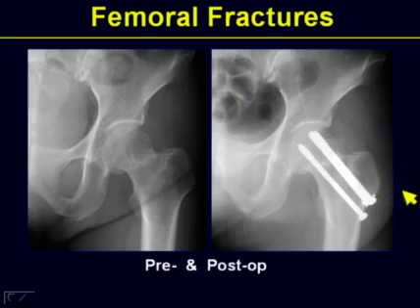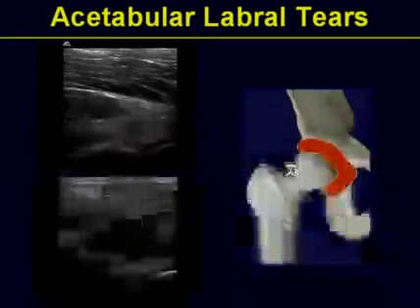And as you can tell, this individual with this subcapital fracture needed 3 cannulated screws in order to have internal fixation or percutaneous fixation of this hip. So confirmation indeed that not only visually but also clinically this is a hip fracture.